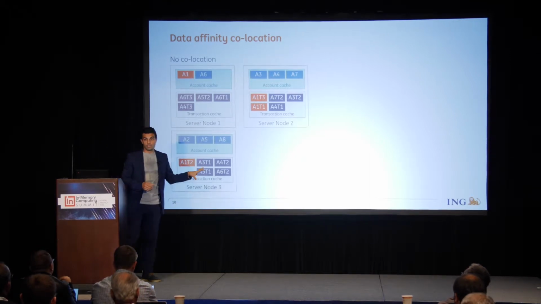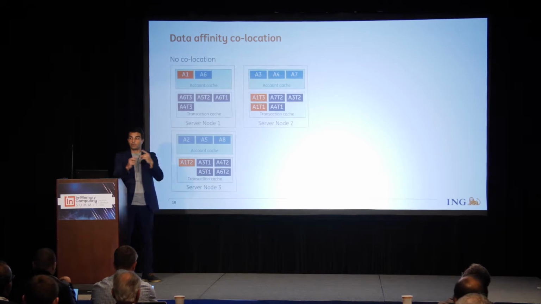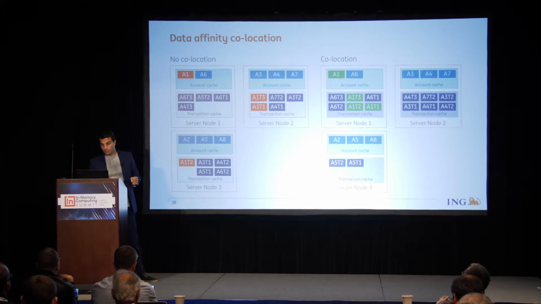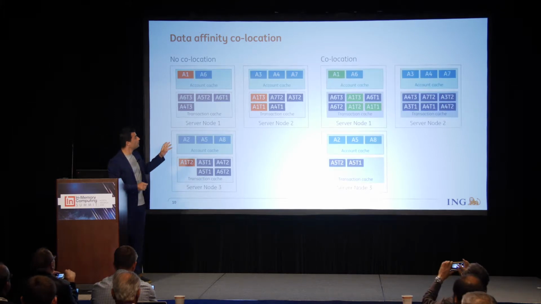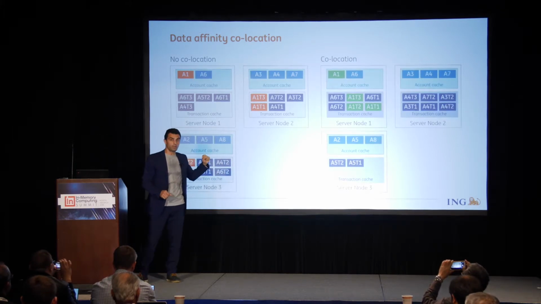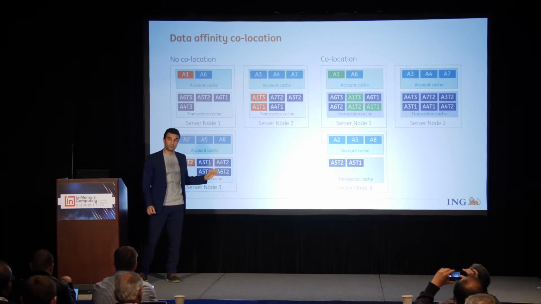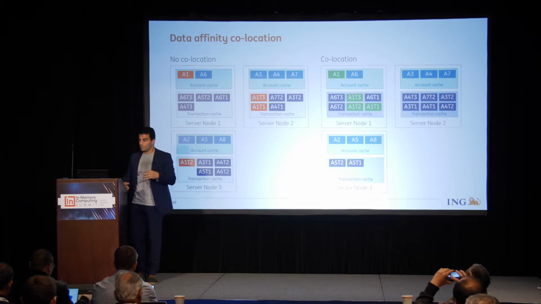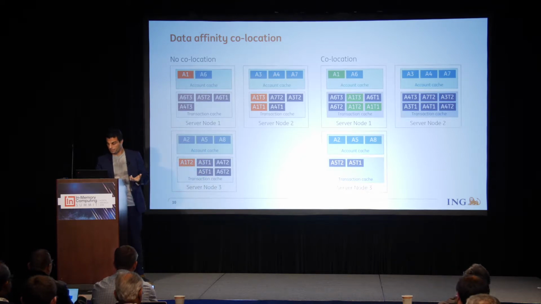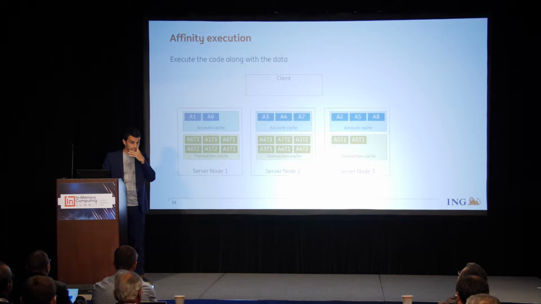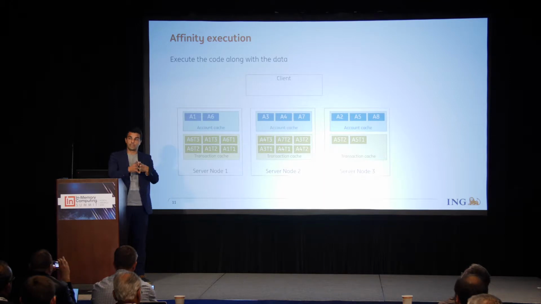And when you want to do an operation, that can be annoying, because then there will be a lot of chatter around the different nodes. So what you want is collocation set up. Here, for instance, for account one, I know that all the transactions of the first account will stay on the same server node. Therefore, we can have affinity execution. Affinity execution is, for instance, I have this client, and I want to execute the code where the data is. That's an important aspect of Ignite.